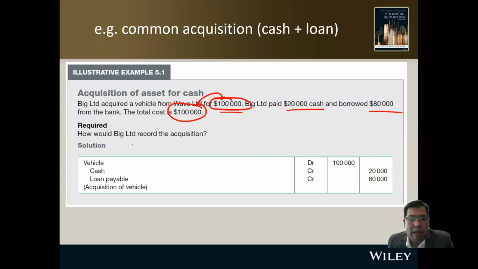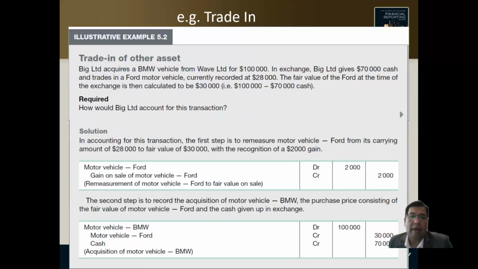It's very easy, very straightforward. Our asset here, vehicle, increases, so I'm going to debit 100,000. What are the methods of payment? Number one is cash. Cash will reduce, so I'm going to credit cash 20,000 and the balance is loan payable, your loan from the bank. So debit vehicle 100,000, credit cash and credit loan payable. Whatever amount you incur, that is your cost.